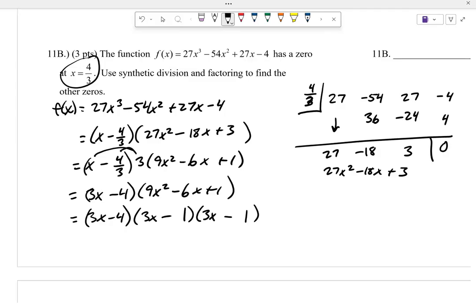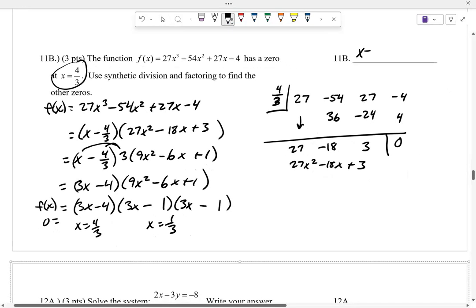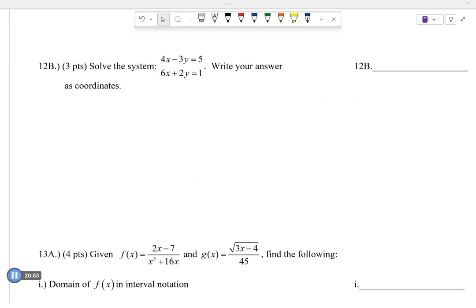So my zeros, if I was setting this equal to 0, would be the 4/3 and 1/3 with multiplicity 2, which means it just touches it right there. So our answer here, the other zeros, of course we have the 4/3, but that's already listed. What they want here is the other zeros, the 1/3 and 1/3.